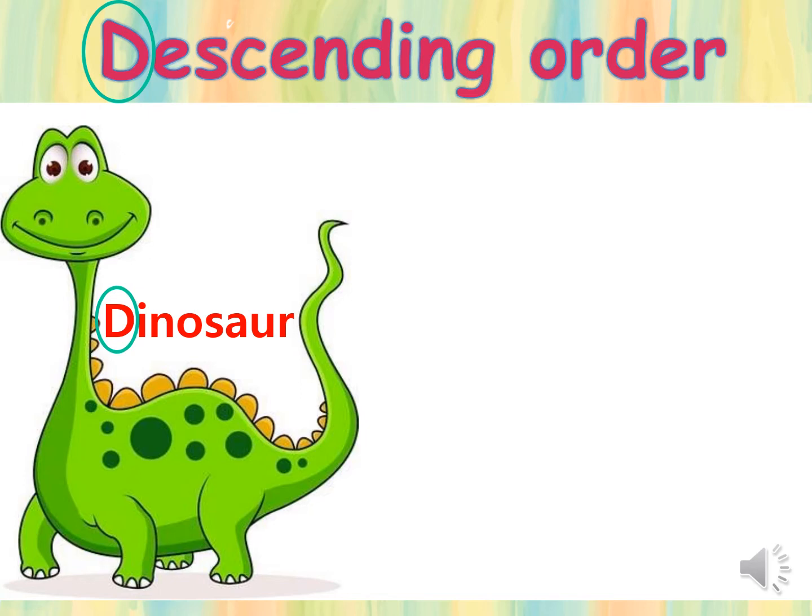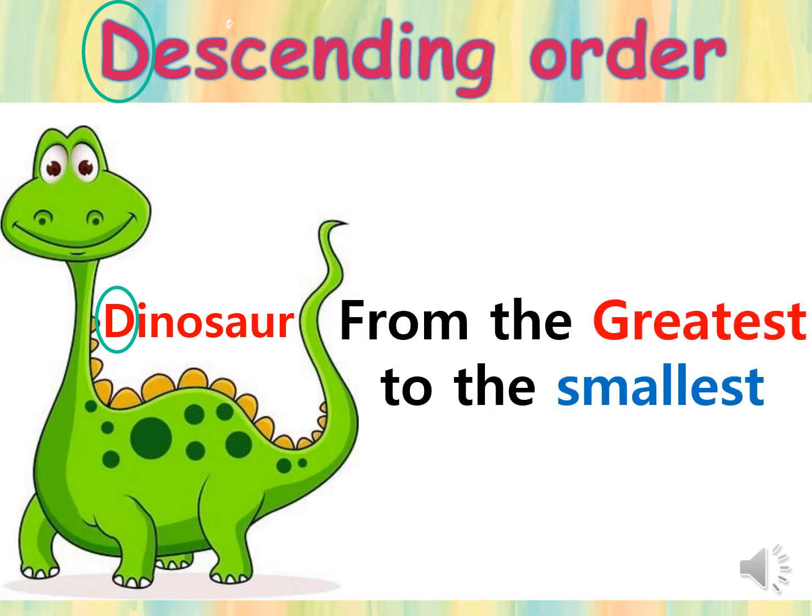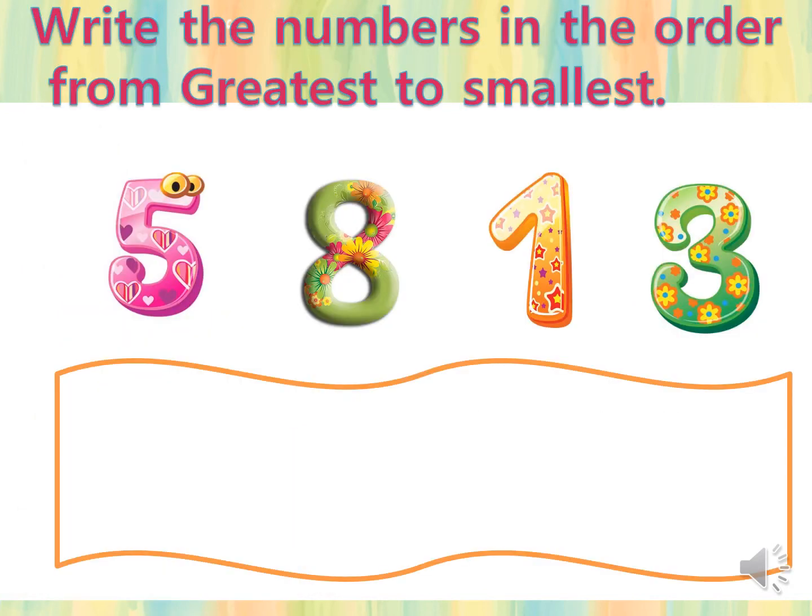So when we arrange in descending order, we start from the greatest number to the smallest number. Here, write the numbers in order from greatest to smallest. It means descending order, like dinosaur. Okay, we have numbers here. We are going to arrange them in descending order.